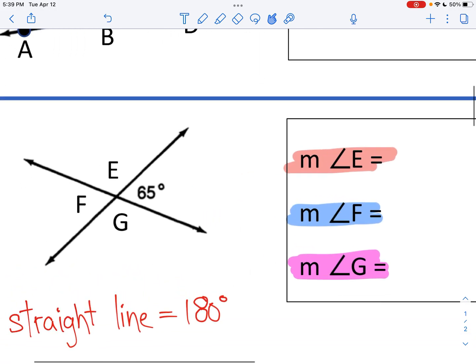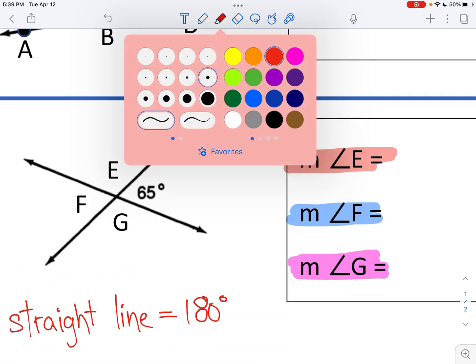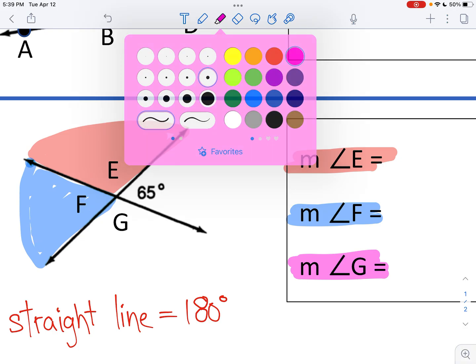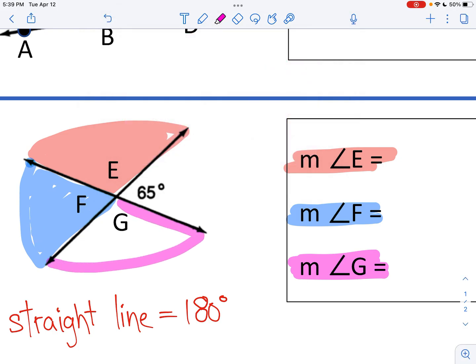So I'm going to color code those. Here is angle E. Here is angle F. And here is angle G. I also see that there's one more angle here. I'm going to color it yellow. And that one doesn't have a letter because it actually has a number in there. It tells us exactly how big it is.